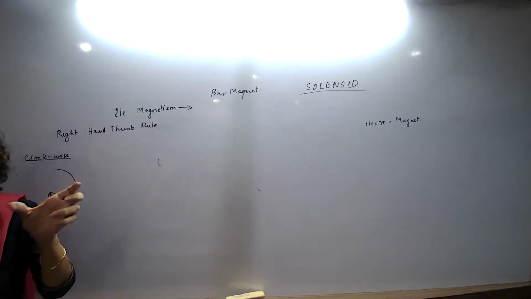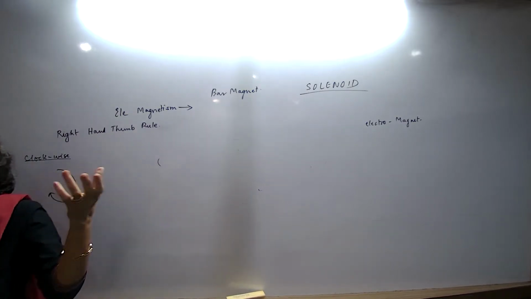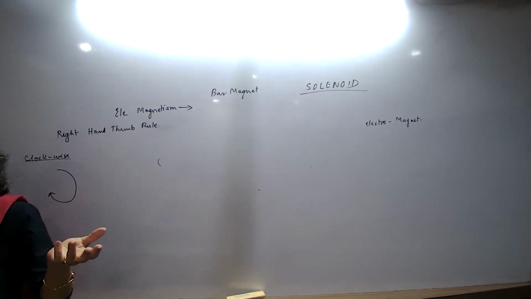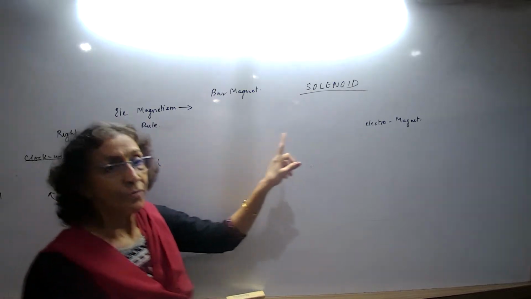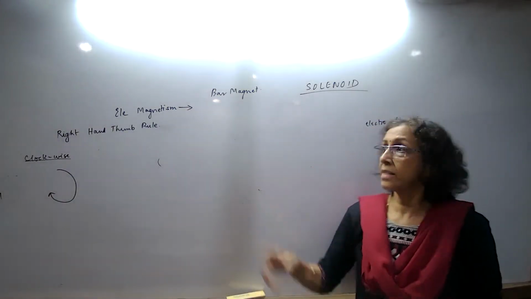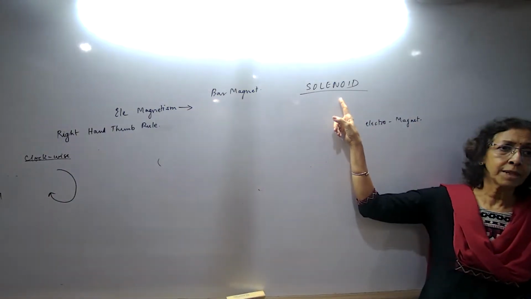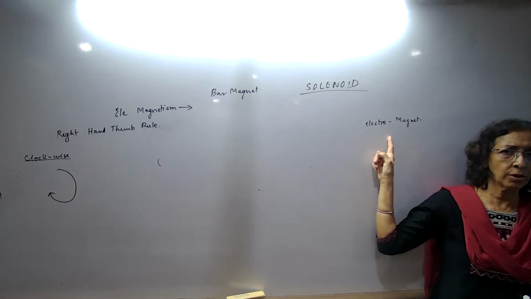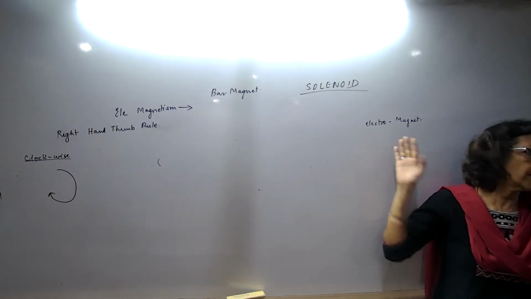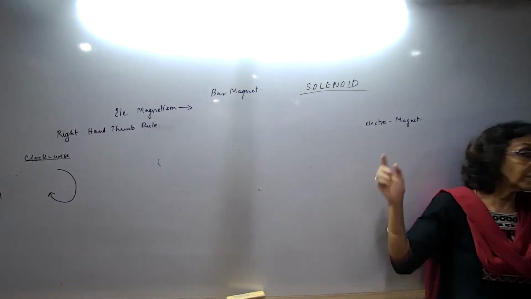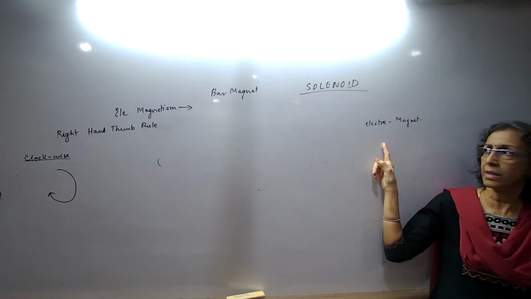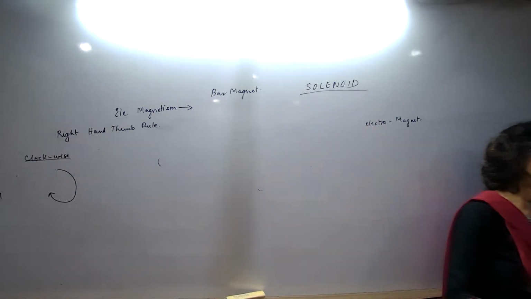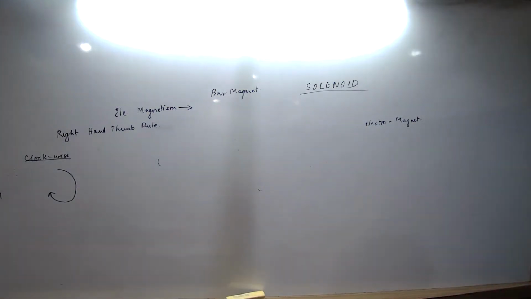Whatever the size of the bar magnet, it's going to remain. It's a permanent magnet. You cannot do anything about it. Here, which is a permanent magnet? Is this a permanent magnet? You think it is a permanent magnet? No. The moment you stop the current, the magnetism is lost. So this is a temporary magnet, whereas the bar magnet obviously is a permanent magnet. Is that understood?